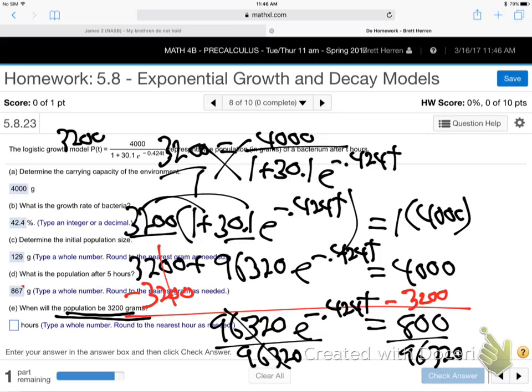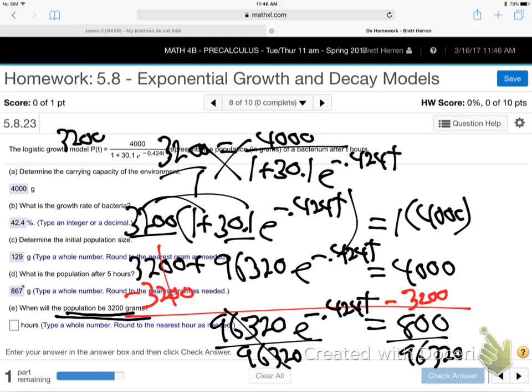Now that number on the right, it's probably ugly. I don't know, maybe it's not ugly. What's 800 over 96,320? Is it a decimal that ends or a decimal that goes forever? Oh, it's a decimal that goes forever. So I don't want that. I'm going to leave it as that fraction. Is that making sense? So you don't want to round in the middle.